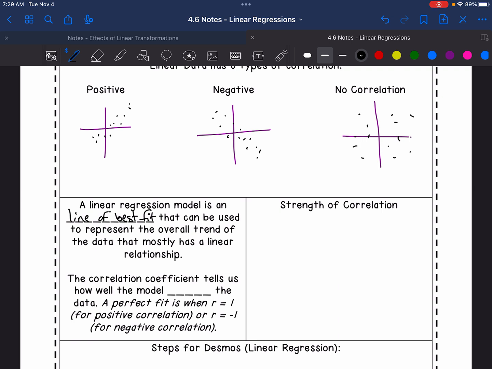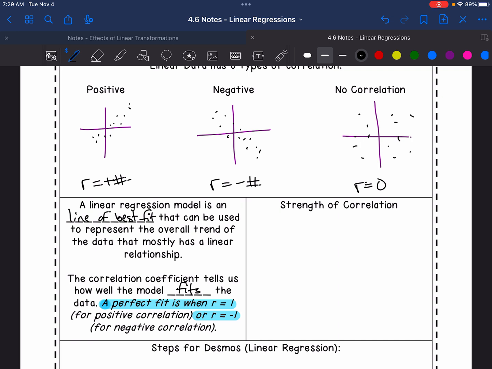The correlation coefficient is something that goes along with that model. It tells us how well the model fits the data. And so we need to remember this because they're going to ask you EOC questions. It says a perfect fit is when R equals 1 or R equals -1. So when R equals 1, that means that you have a positive correlation. Okay, so your R is going to equal a positive number. When R equals -1, that's because you had a negative correlation. When R equals just 0, that's no correlation. There was no pattern to it.